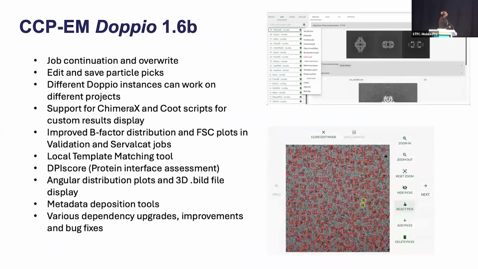Okay, so what's new in 1.6 version? And so here's a list of some of the highlights in version 1.6 beta. To start with, we have the job continuation support, and you can also overwrite existing jobs now. For the particle picking job, we have more interactivity in place for this.